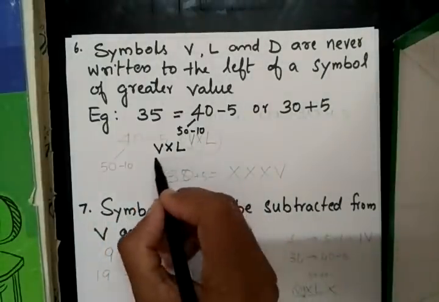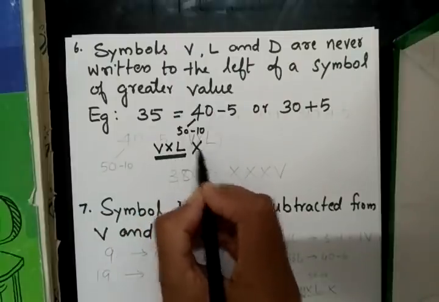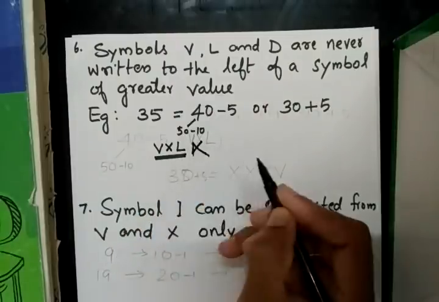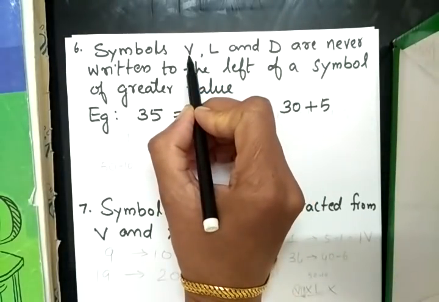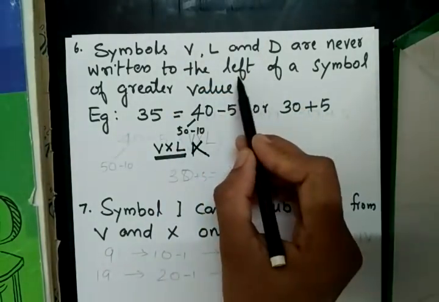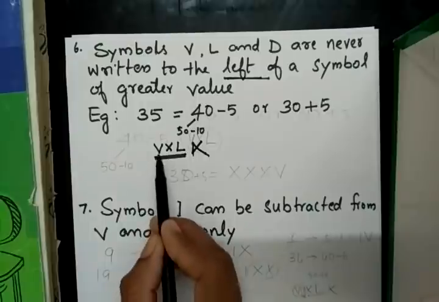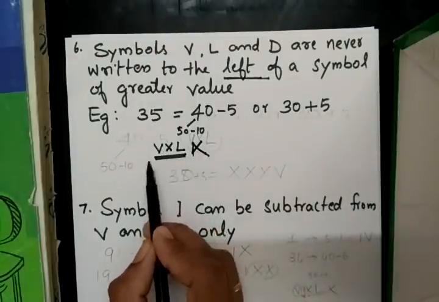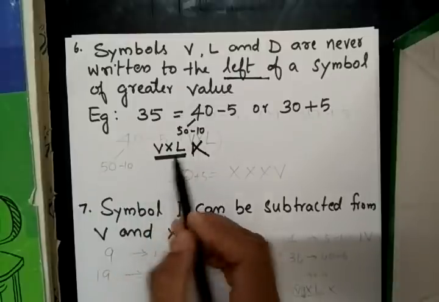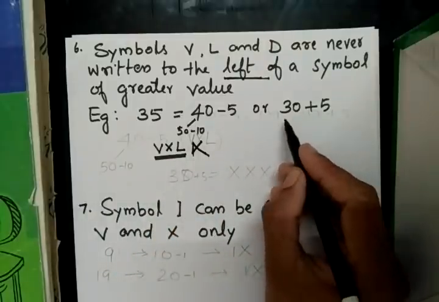But is it correct? No. This is not correct according to this rule, because V cannot be written on the left of a symbol of any greater value. V cannot be written on the left. So this is not correct. So let us see what is the correct one.